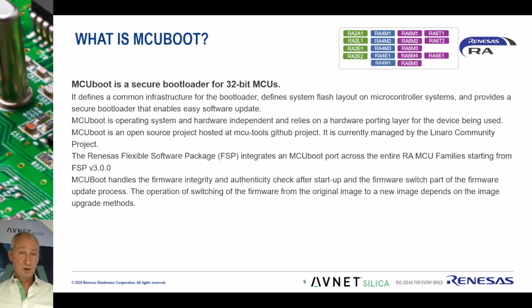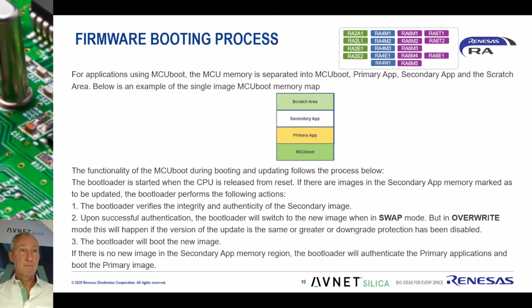MCUboot handles the firmware integrity and authenticity check after startup, and the firmware switch part of the software update process. The operation of switching of the firmware from the original image to the new image depends on the image upgrade methods, which we'll talk about in a minute. So how does MCUboot approach the booting process? For applications using MCUboot, the MCU memory is separated into MCUboot, primary app, secondary app, and the scratch area. Here you see an example of the single image MCU memory map.